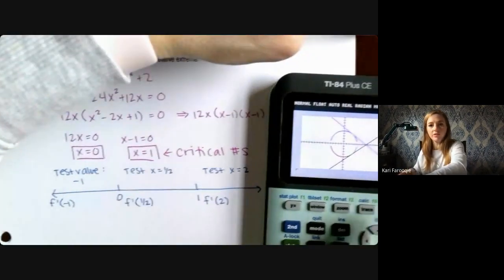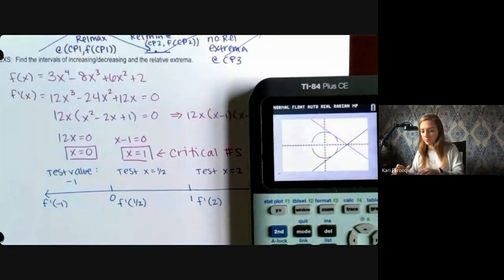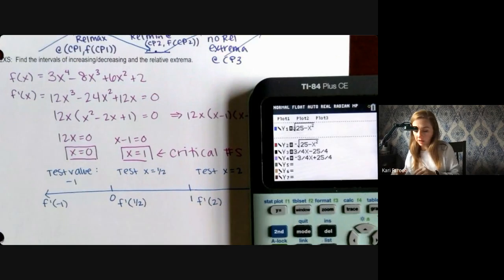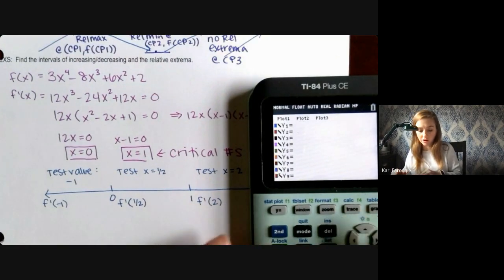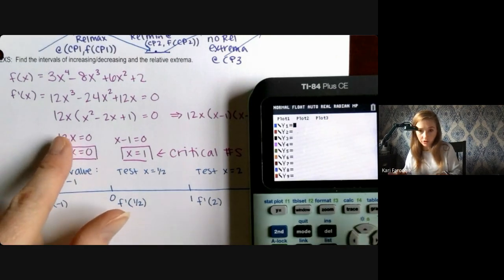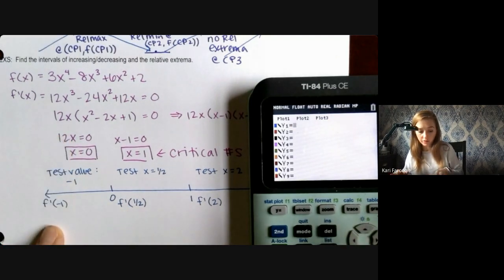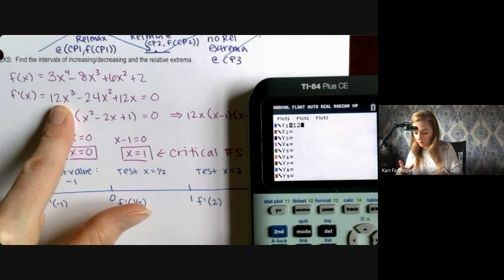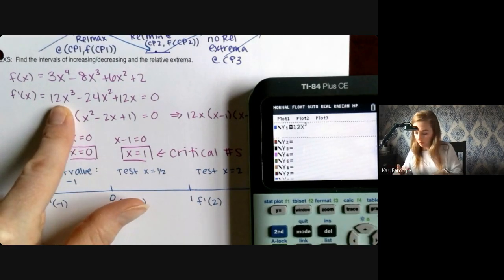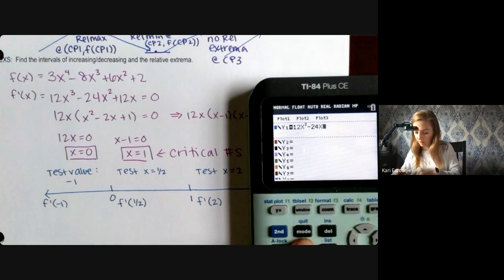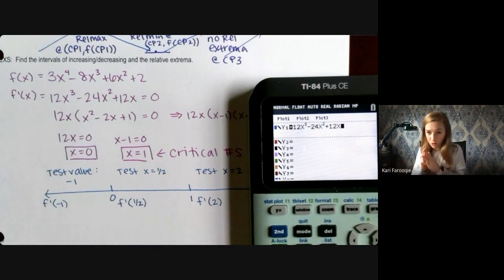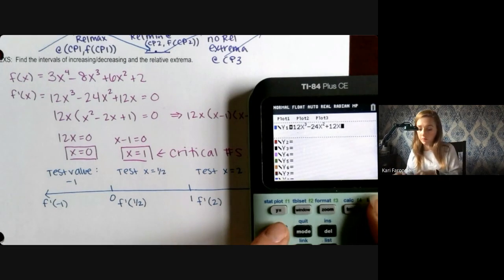Oh, I still have this example in here from yesterday. In my y equals, I'm just going to enter our derivative. Don't enter the original function. You're trying to evaluate the derivative. So my derivative was 12x cubed minus 24x squared plus 12x. I'm going to double check and triple check that I entered it correctly because all my information is based off of this. And then I'm going to go to the table.